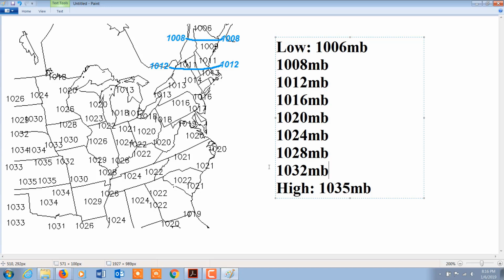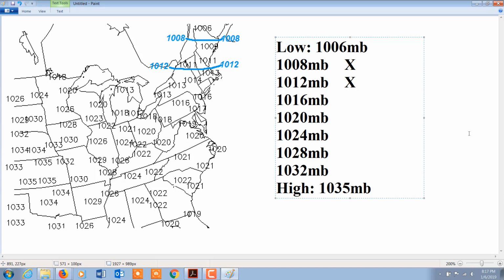Well, the people at the AMS were awesome to us. They already did 1008 and 1012 for us. Those are done. They did them for us. And if you could take a look, there they are right there. So now we are going to do 1016, then 1020, then 1024, and so on.